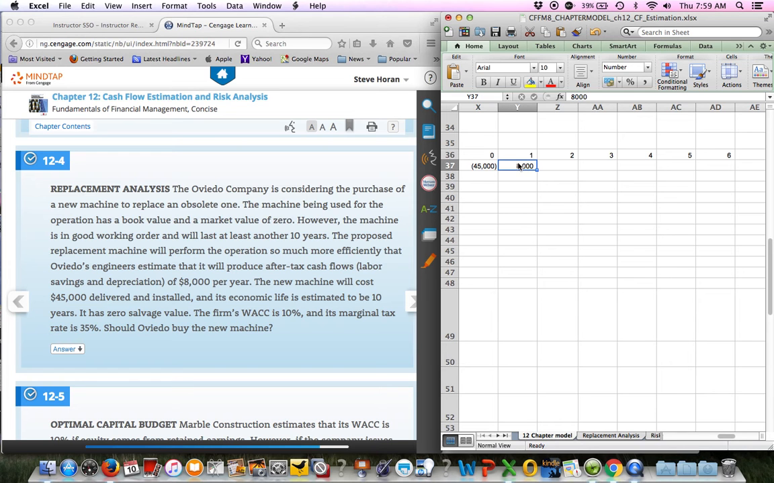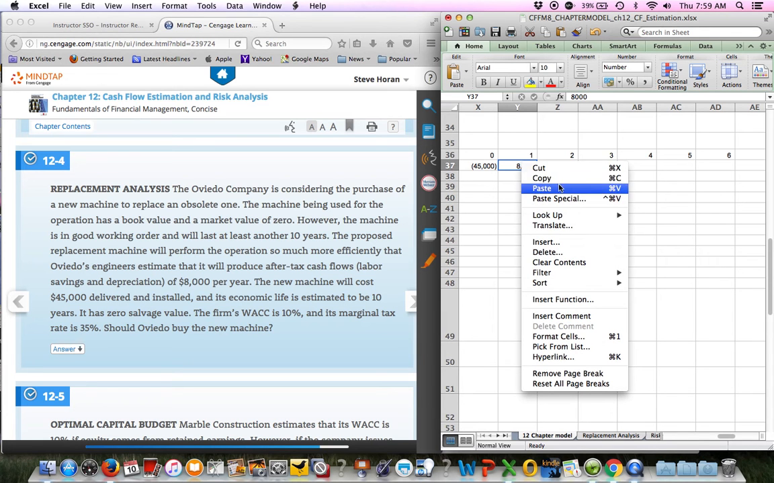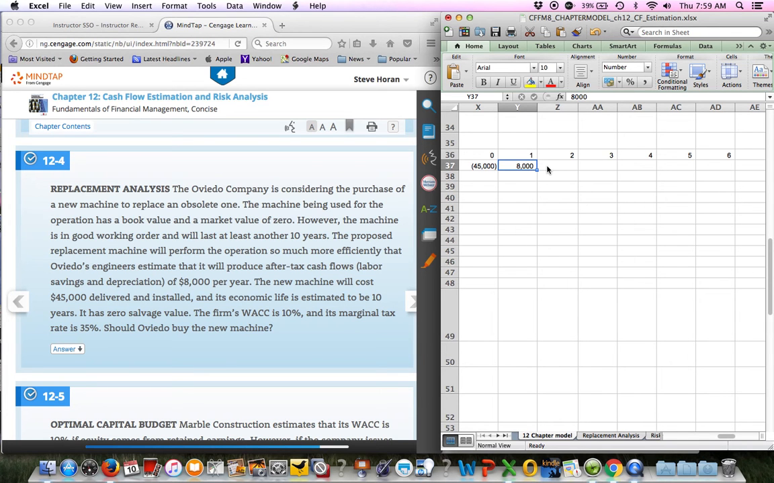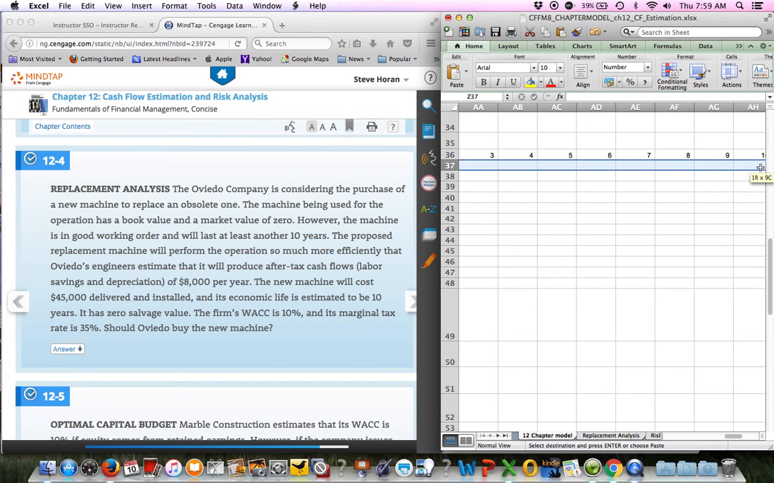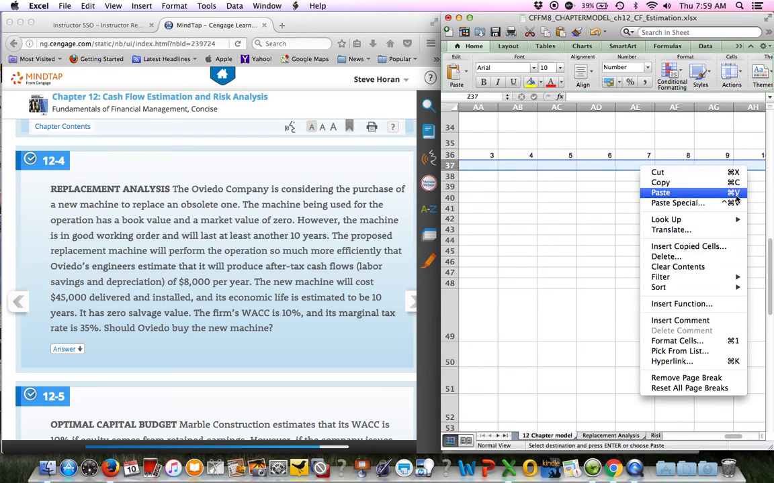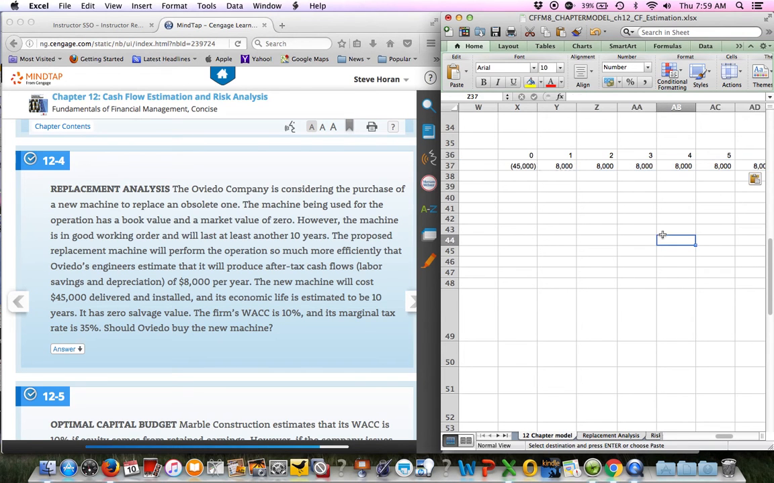So let me just do a copy and paste here if my computer will cooperate. There, I get my spinny wheel. There we go. I'm using my Mac to do these, and it's a little bit older and a little bit slower. So let me get this pasted here. Okay, so basically my timeline is 45,000 today and 10 periods of 8,000.